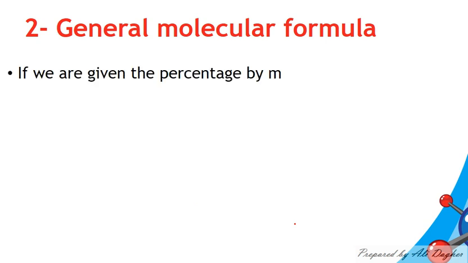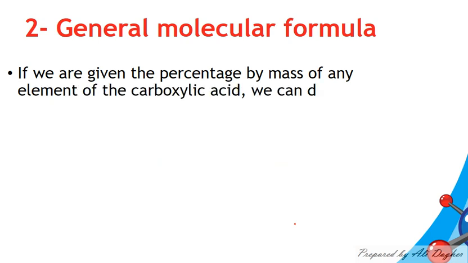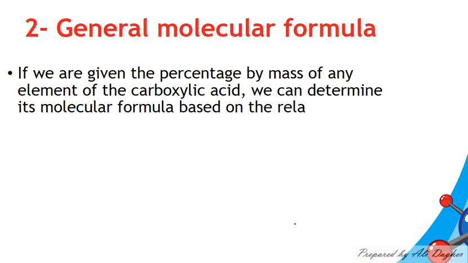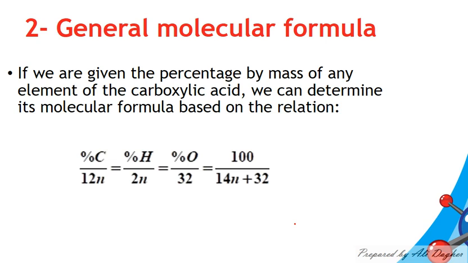If we are given the percentage by mass of any element of the carboxylic acid, carbon or hydrogen or oxygen, we can determine its molecular formula based on the relation: percentage by mass of carbon over 12n equals percentage of hydrogen over 2n equals percentage of oxygen over 32, 2 times 16, equals 100 over molar mass, which is 14n plus 32.